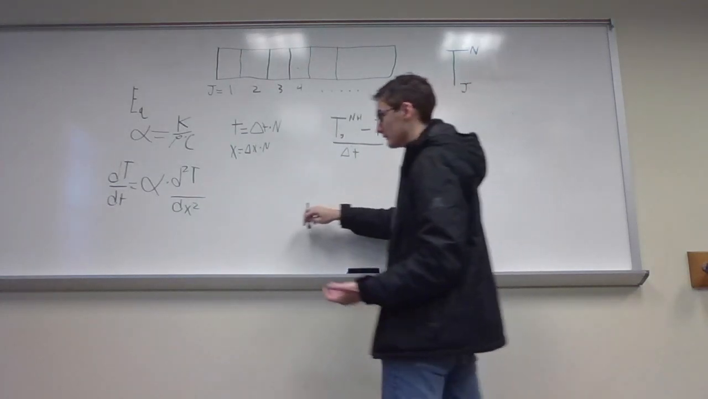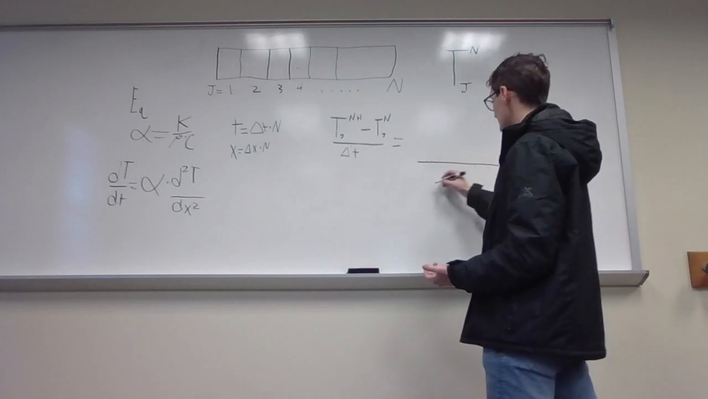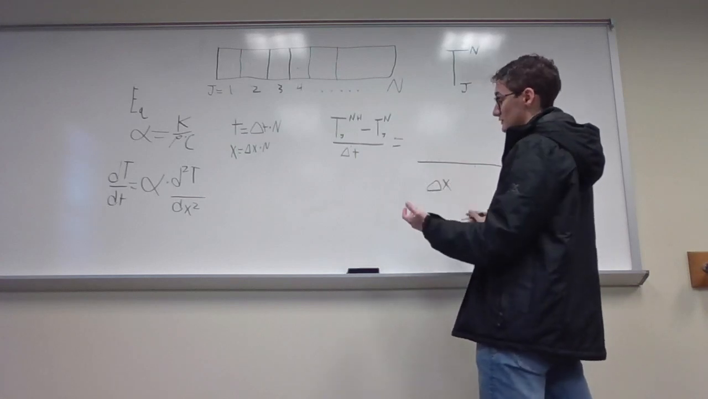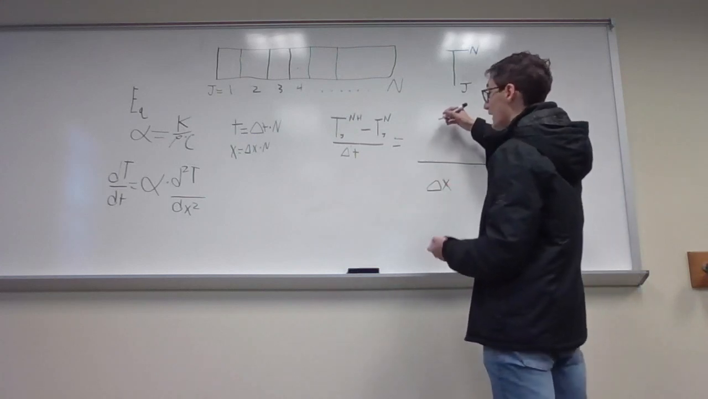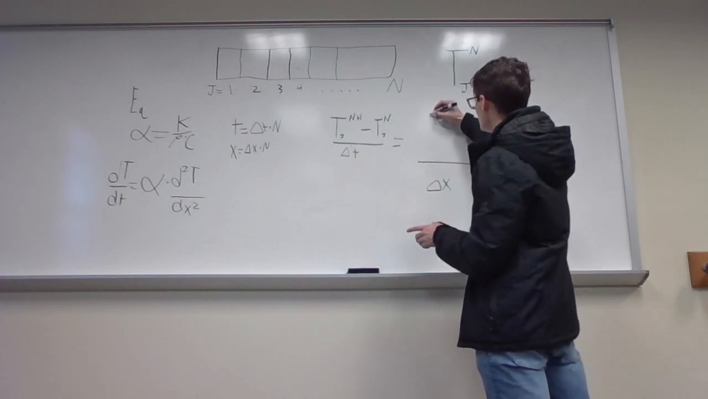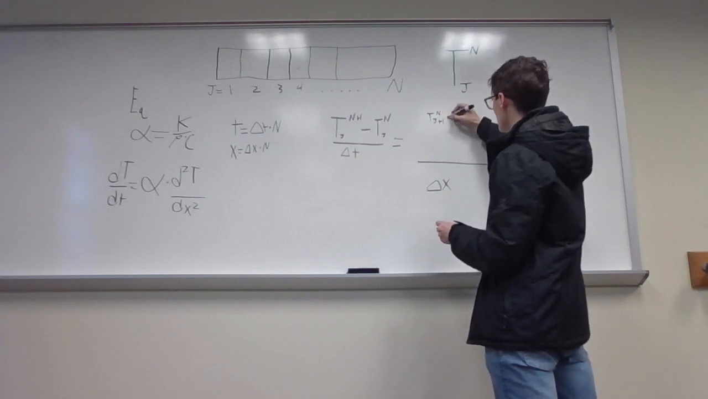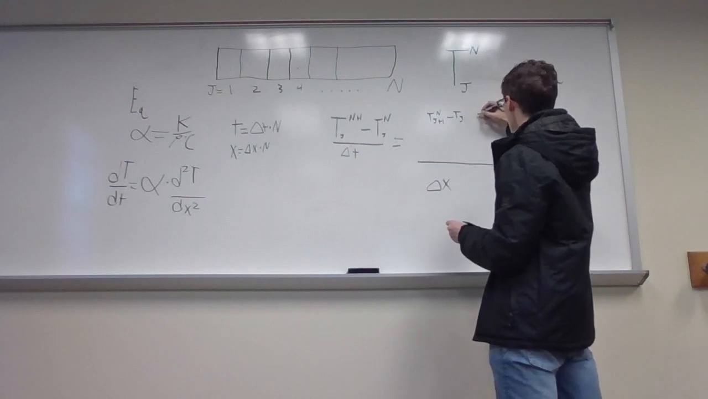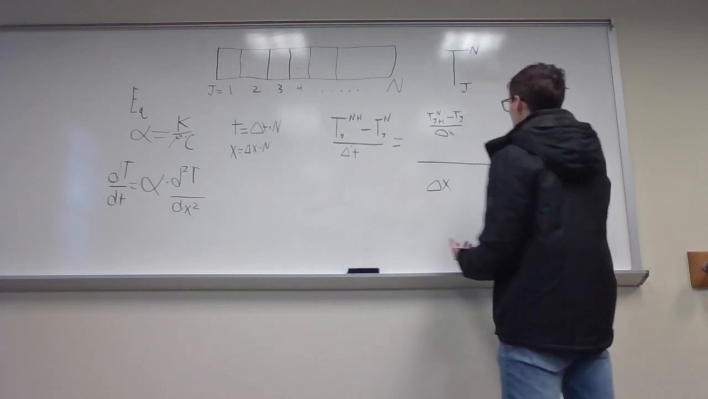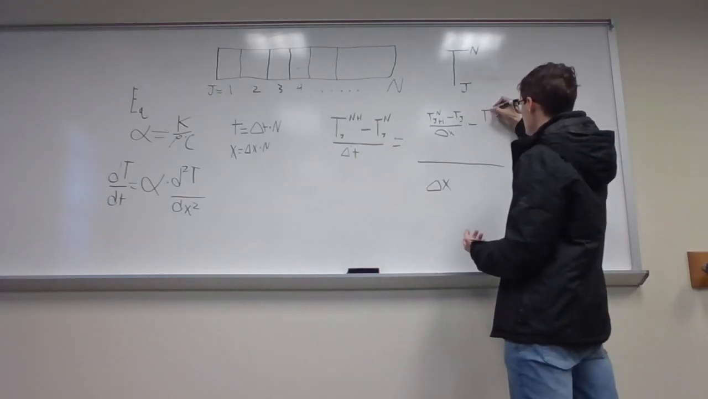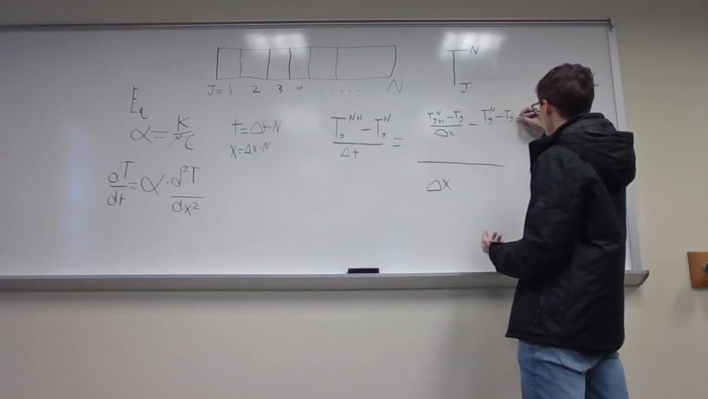so right off the bat, at the bottom there is going to be a delta x, which in our place is dx. But for this, it's position. So everything here is going to be at time n: Tn of j plus 1 minus Tn of j, all over delta x. As this is a second derivative, we're going to have to do this twice. Minus Tn of j minus Tn of j minus 1.